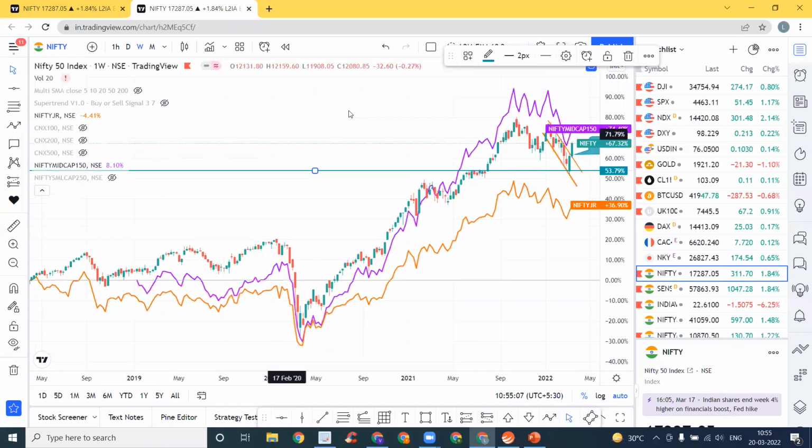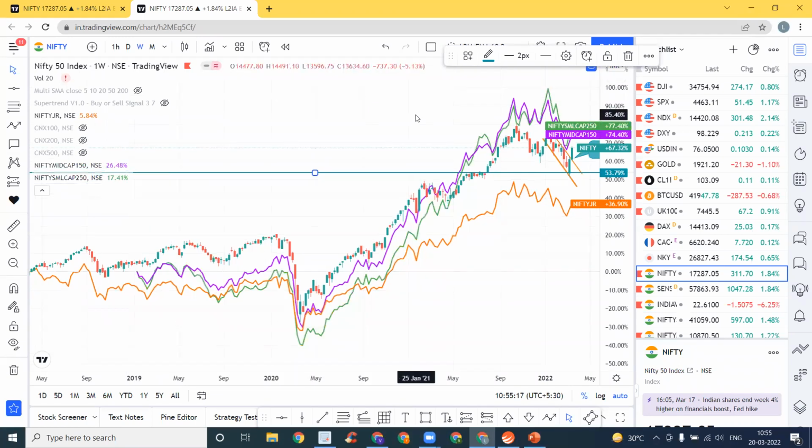Mid cap 150, the purple line. You can see mid cap 150 is above Nifty. Small cap 250, you can see the green line is above this.